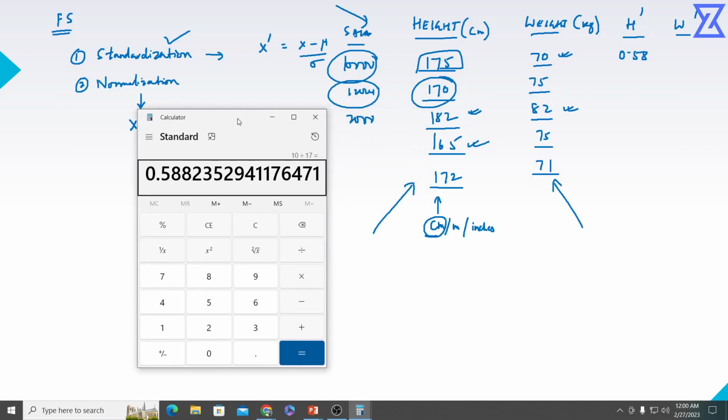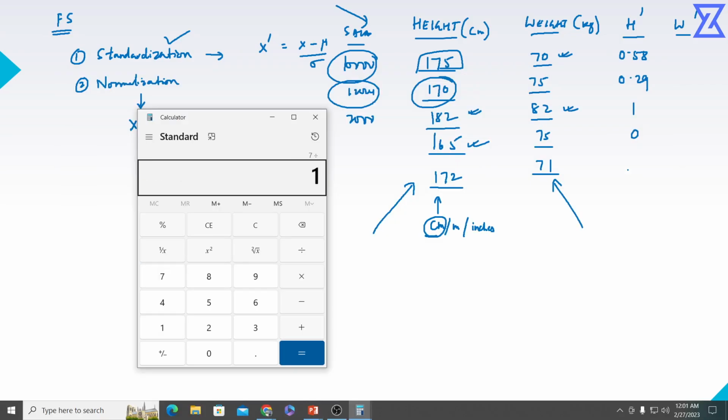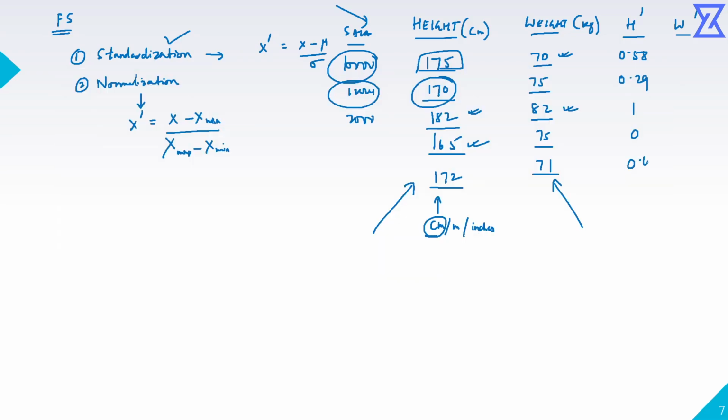For the second record, 5 divided by 17, 0.29. For the third record, it will be 1. For the last record, it will be 0. And for this record, 7 divided by 17, which is around 0.4.